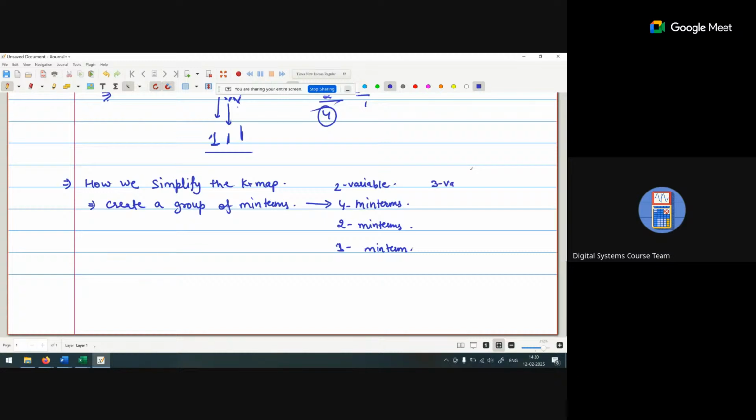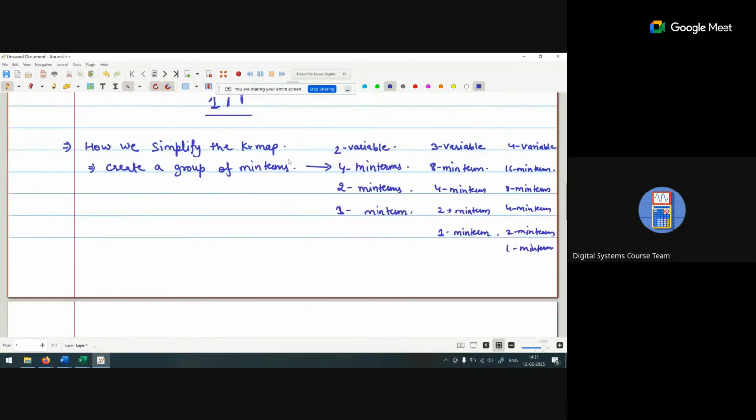If it is a three variable K map, the group of eight mean terms is the first priority, then four mean terms, then two mean terms, then one. And if it is a four variable K map, we try to group 16 mean terms, 8 mean terms, 4 mean terms, 2 mean terms, and last is 1 mean term. Similarly for 5 and 6 variables, the sequence is like that. So the first priority is that the maximum mean terms will be covered.